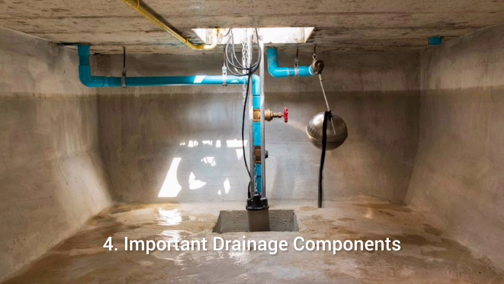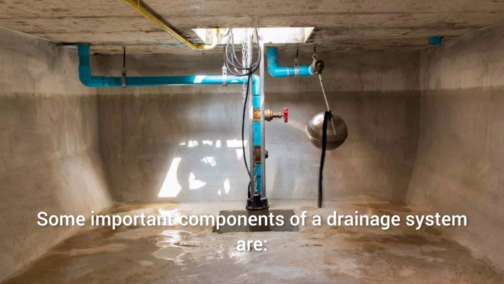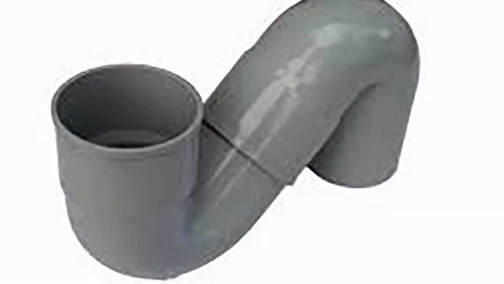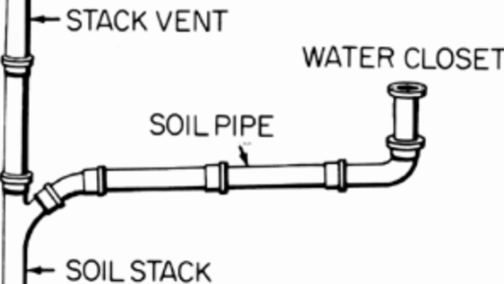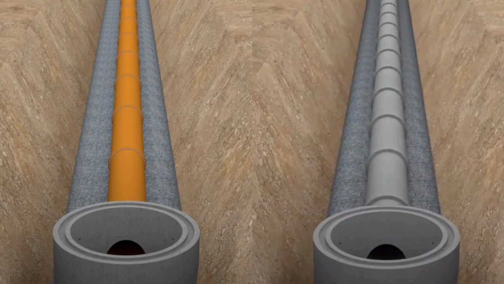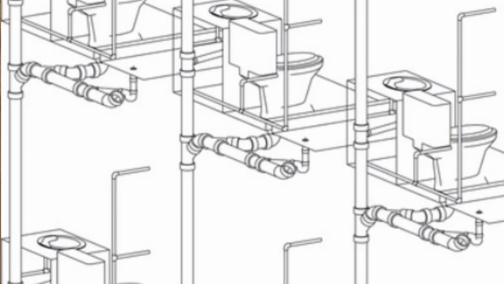4. Important drainage components. Some important components of a drainage system are floor drain, P-trap, S-trap, cleanout, soil stack, waste stack, vent pipe, drainage branch pipe, inspection chamber, manhole. Each component has a specific function and must be installed according to the approved plumbing design.